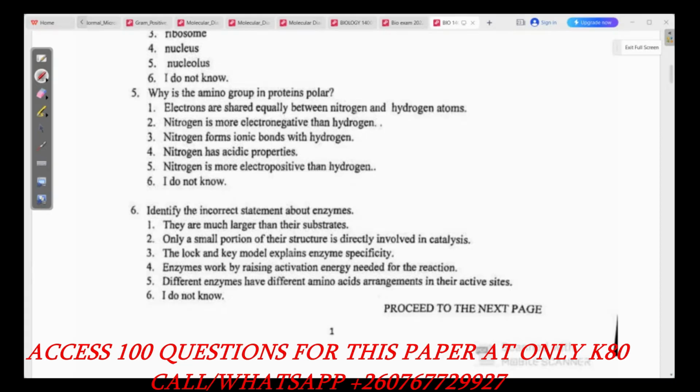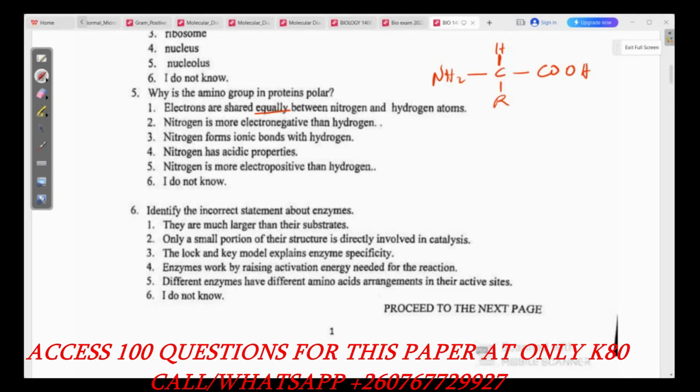So what makes amino acids in proteins polar? What makes the unequal distribution of electrons? You have to know the structure of an amino acid. You have the amine group, then you have carbon, then here you have the carboxyl group, and here you have the side chain and a hydrogen. This is the general structure of an amino acid. So what makes this structure polar? One is saying electrons are shared equally between nitrogen and hydrogen atoms. As long as there is equal distribution, then that particular molecule cannot be polar. It's non-polar.